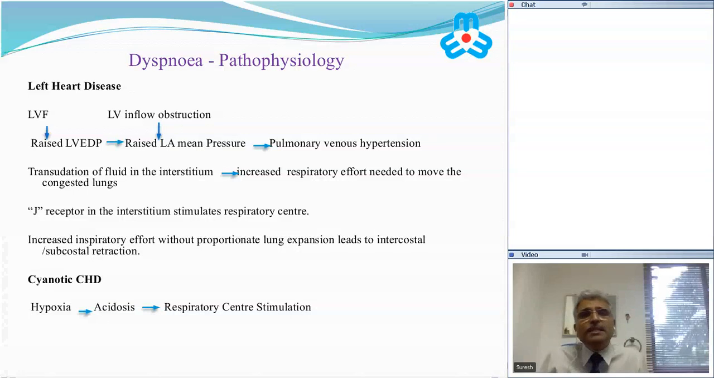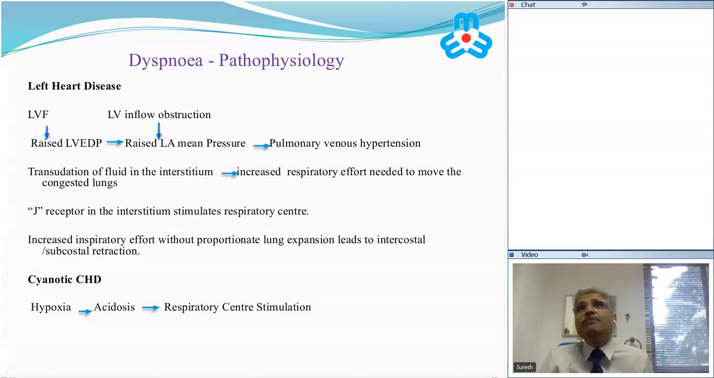So if you look at the pathophysiology of dyspnea in some detail, there has to be a raised LA mean pressure. This means that either there is a left ventricular failure as a consequence of which the LV EDP is raised, or there is an LV inflow obstruction as a consequence of which raised LA mean pressure occurs. Example, mitral stenosis, obstructive TAPVC. And in the case of TAPVC there is no LA mean pressure, it is directly pulmonary venous hypertension.